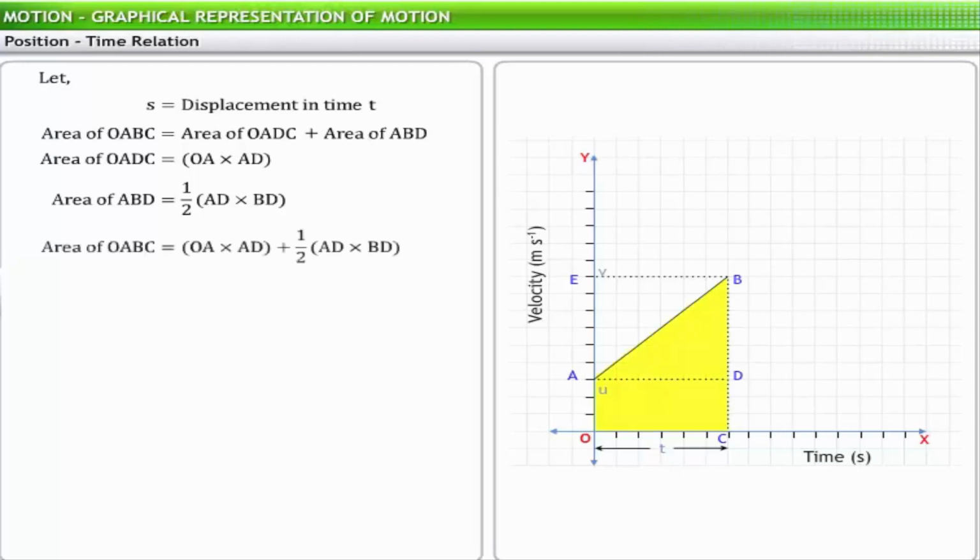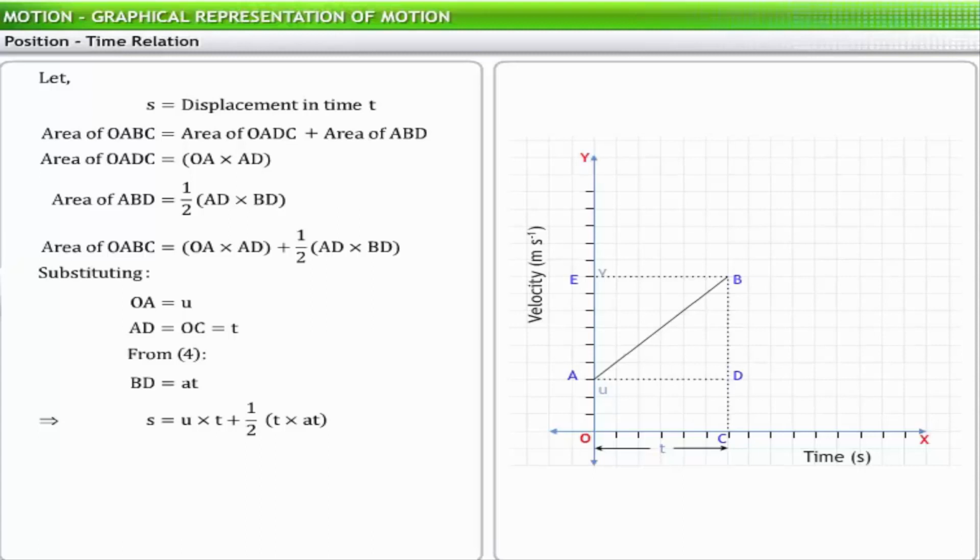Area of OABC is equal to OA multiplied by AD plus half of AD multiplied by BD. Substituting OA is equal to U, AD is equal to OC is equal to T, and BD is equal to AT, which equals S is equal to U multiplied by T plus half of T multiplied by AT. Therefore, S is equal to UT plus half AT square.